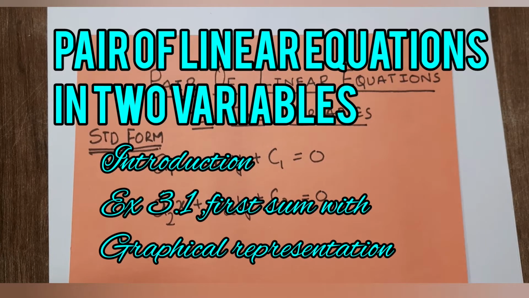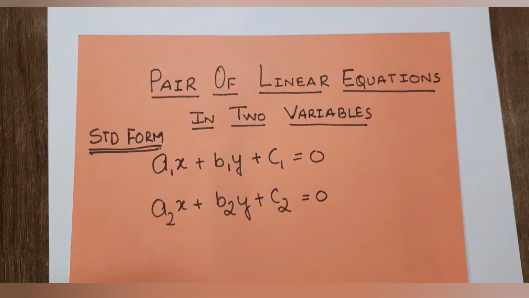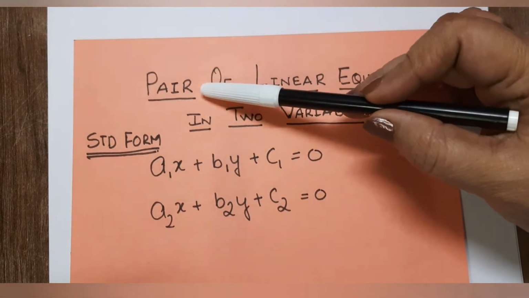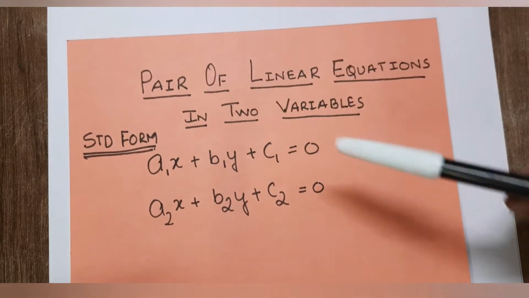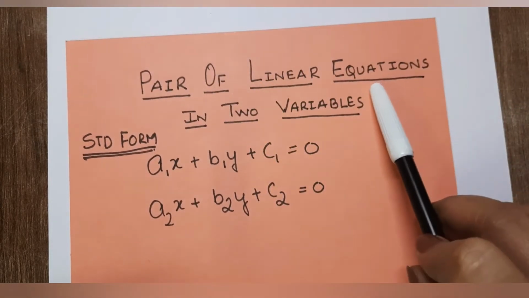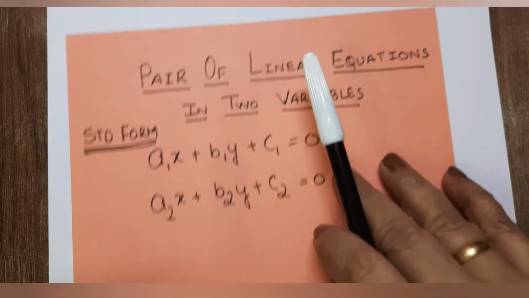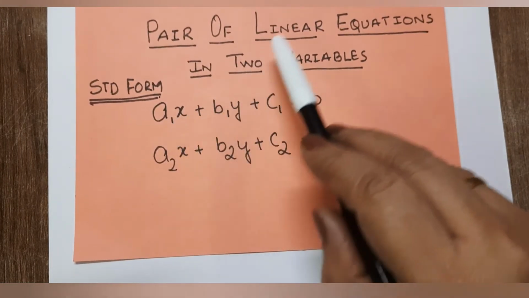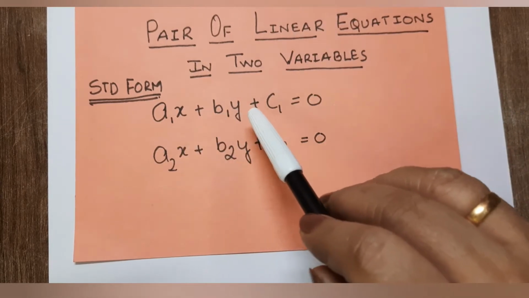Hello everyone. Let us learn pair of linear equations in two variables. Here pair of linear equation, pair indicates two, a set of two. So two linear equations are there in two variables. The variables here are x and y, and the standard form of a linear equation is ax plus by plus c.